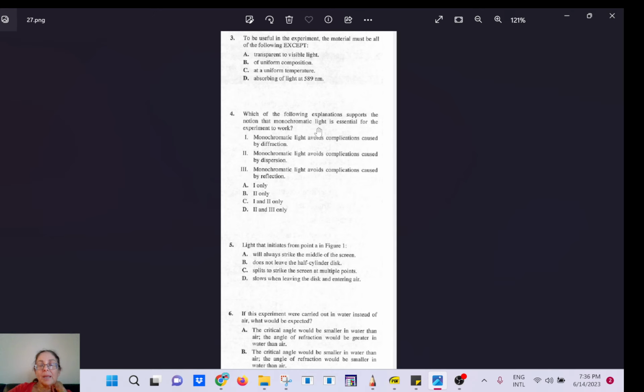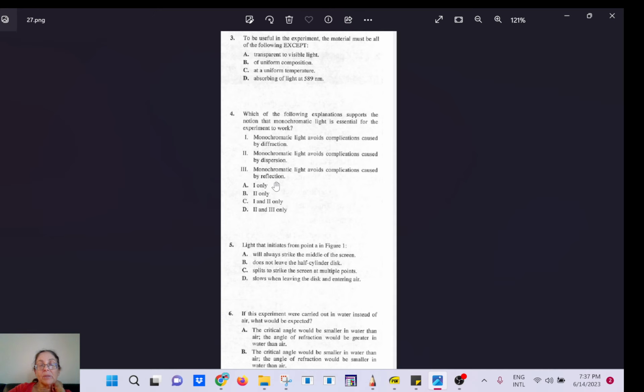So monochromatic light means it's one wavelength, and we don't worry about diffraction. Complication caused by diffraction? No, diffraction happens. There is no problem with diffraction. Monochromatic light, complication caused by dispersion. So dispersion happens when you have white light that will split into the different colors of the rainbow. So that's a problem.